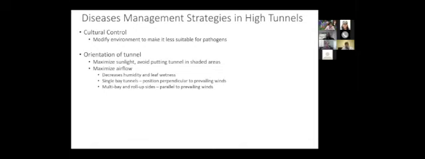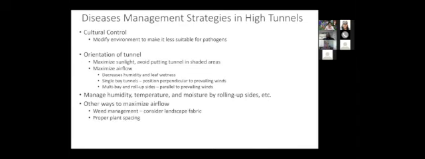So for single bay tunnels, a lot of times you want to position it perpendicular to prevailing winds. That's going to make it so more wind is hitting the long side, which is just more surface area hit by the wind. Multi-bay tunnels, especially those with roll-up sides, are going to need to be the opposite, because you're going to have many openings, so that's going to be your long-sided tip. As Sean talked about a lot, manage humidity, temperature, and moisture by rolling up the sides to make the environment potentially more or less amenable for diseases.